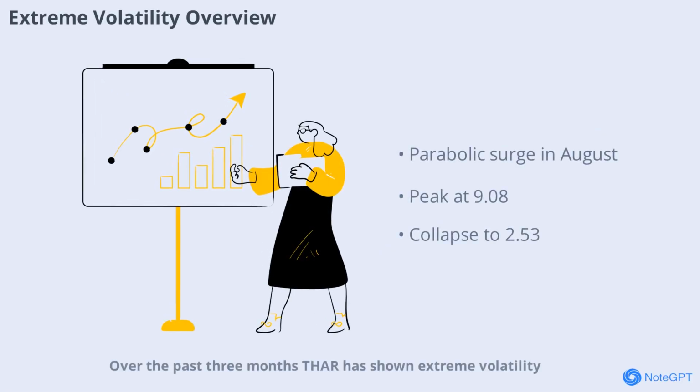Over the past 3 months, THAR has shown extreme volatility. The most notable event was a parabolic surge in mid-August, when the stock exploded from 1.415 to 3.59 on August 20, then peaked at 9.08 just 5 days later. This meteoric rise was followed by a severe downtrend, with the price collapsing to 2.53 by September 18. Such wild swings are rare and often signal speculative trading activity. Understanding this volatility is key to assessing the risks and opportunities in THAR.